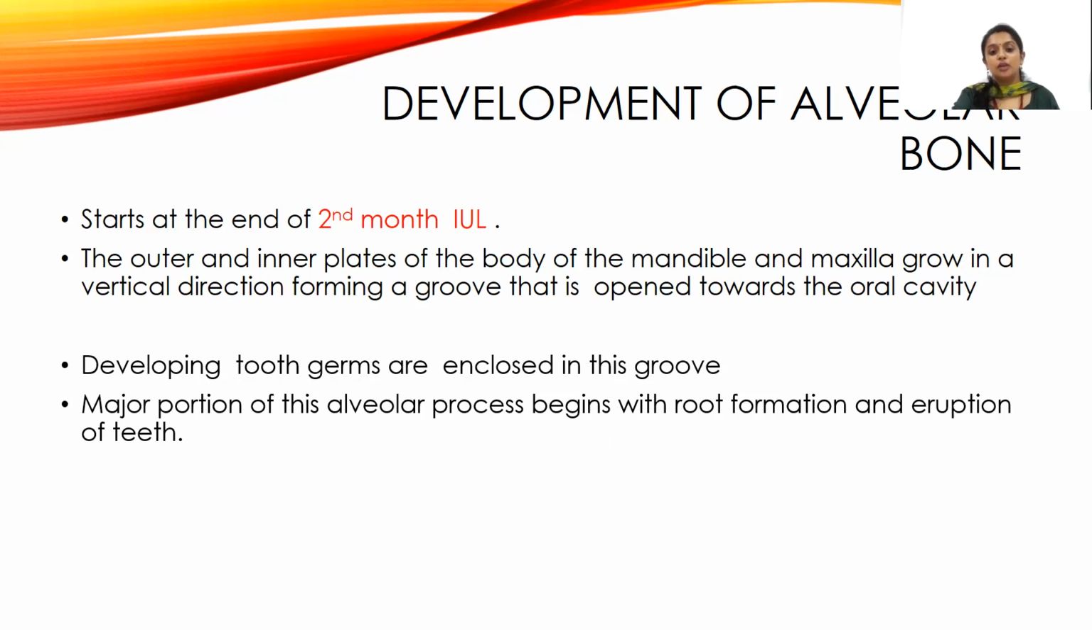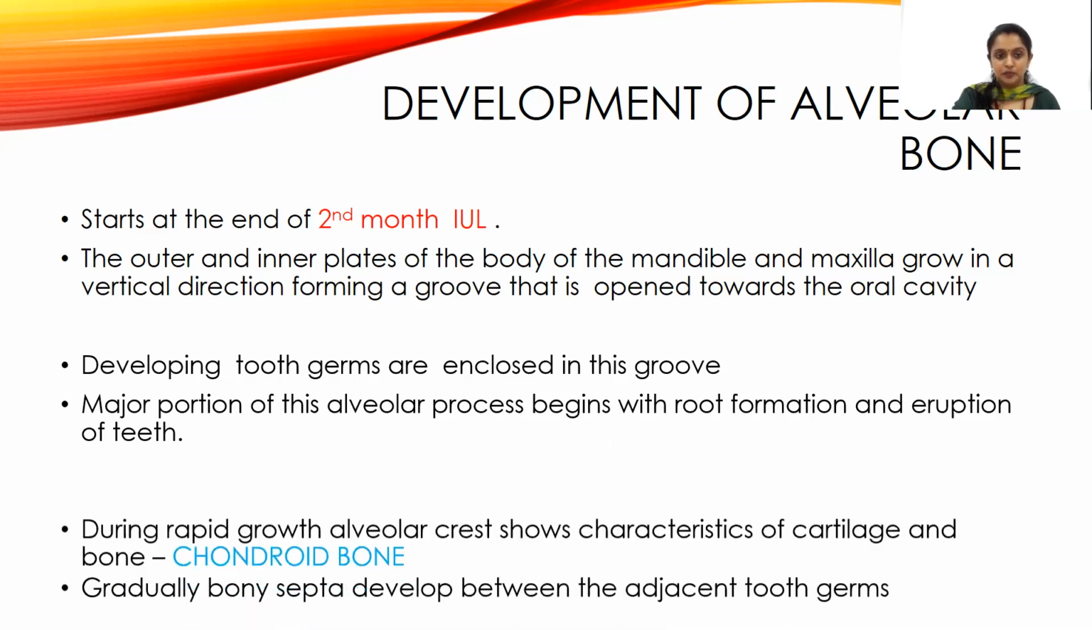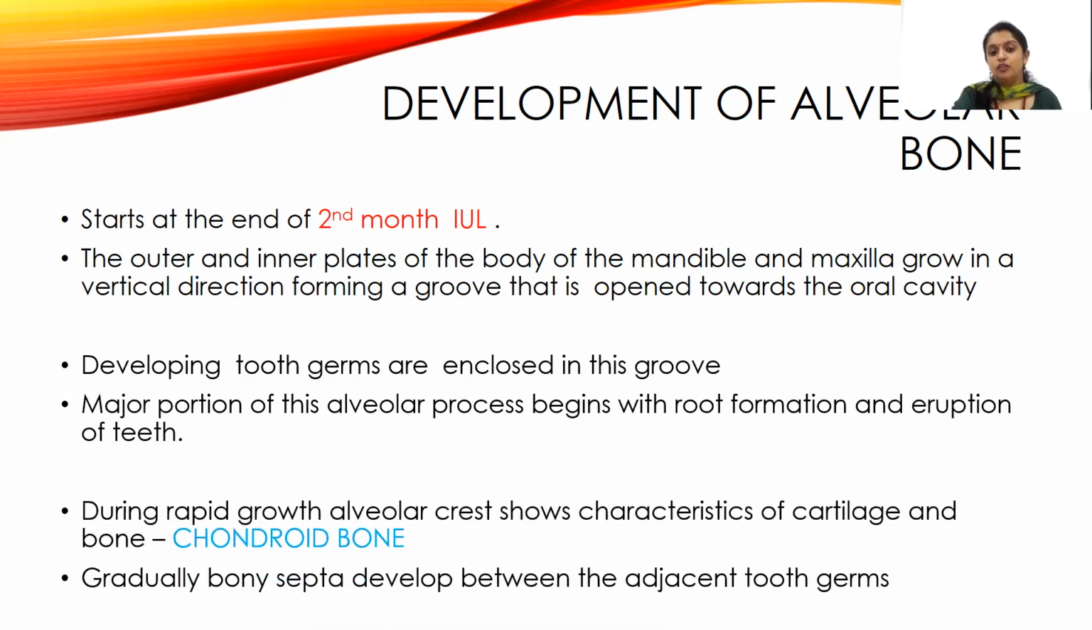A major portion of this alveolar process begins with root formation and eruption of the teeth. During rapid growth, the alveolar crest shows characteristics of cartilage and bone, and hence it can also be termed chondroid bone. So this can be asked from a viva point of view: at what time is it called chondroid bone?